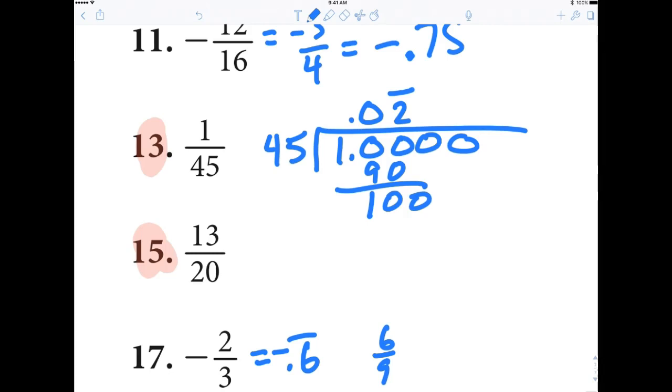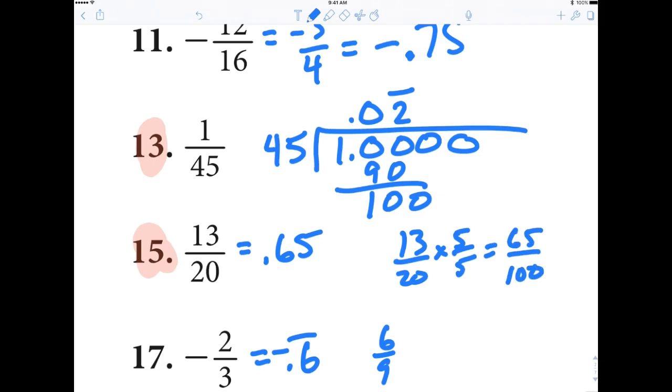Very nice. Now I want to show you something I like, a technique. 13/20 was easy to see that it's 0.65. Now how did I know that so quickly? Because I want to make it out of 100. So I can multiply 13 over 20 times 5 over 5, which would be 65 over 100. Does everybody get that? So anytime you can multiply a fraction and get it to 10, or 100, or even 1,000, it's okay.